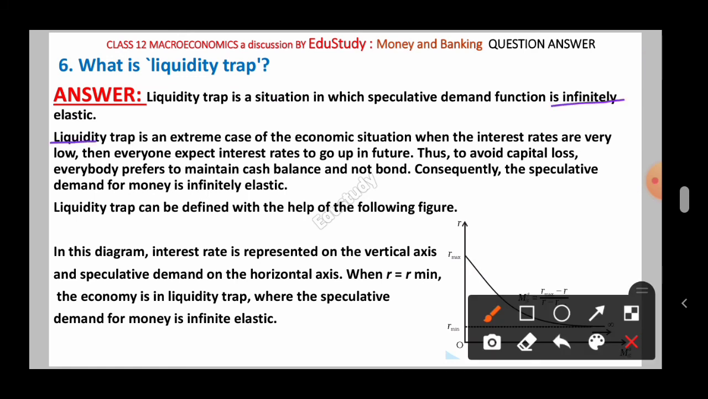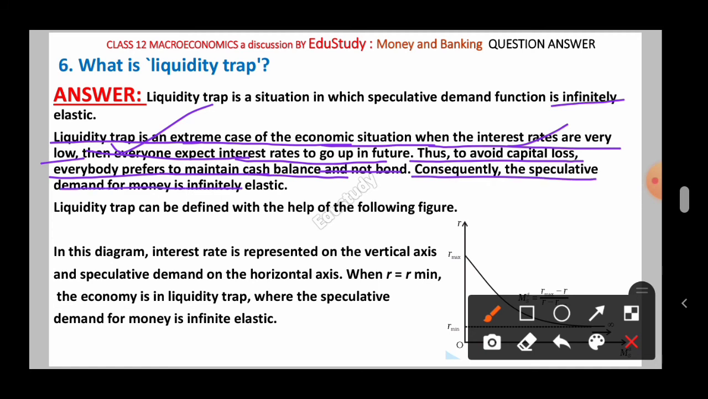So liquidity trap is an extreme case of economic situation when interest rates are very low. Then everyone expects the interest rate to go up in the future. Thus, to avoid capital loss, everybody prefers to maintain cash balance and not bonds. That means everybody will hold cash to save themselves from incurring losses in the future. Consequently, the speculative demand for money is infinitely elastic.